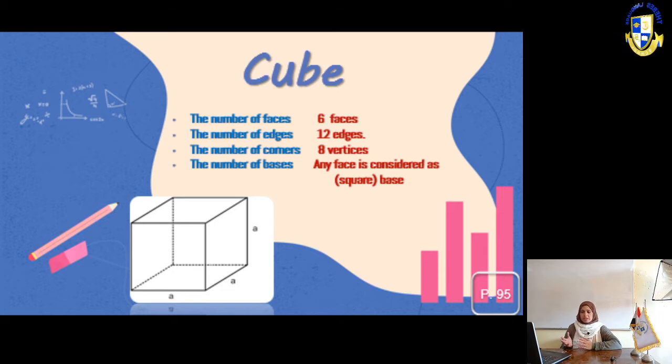And when you look at this cube, you can see that all the faces are squares. The faces that you can see are squares. How many faces? All the faces are squares. So it has 6 faces, 12 edges, 8 vertices, and all the 6 faces are squares. That's what we call a cube.